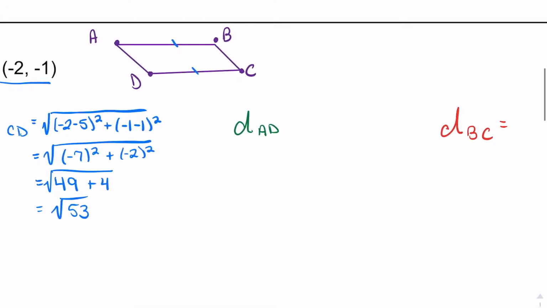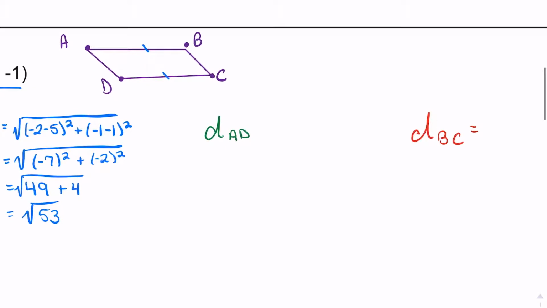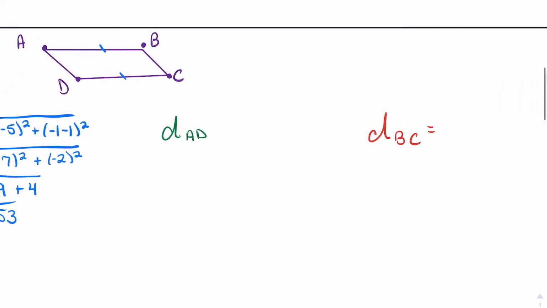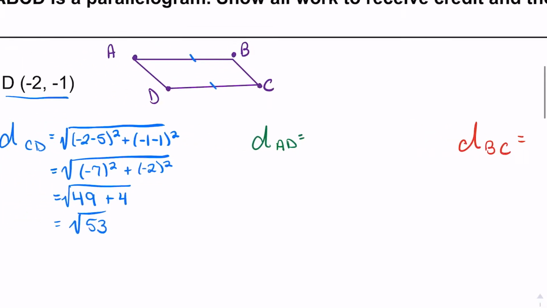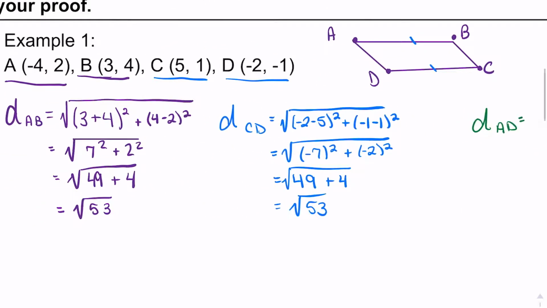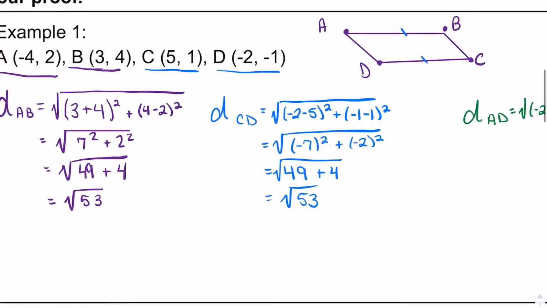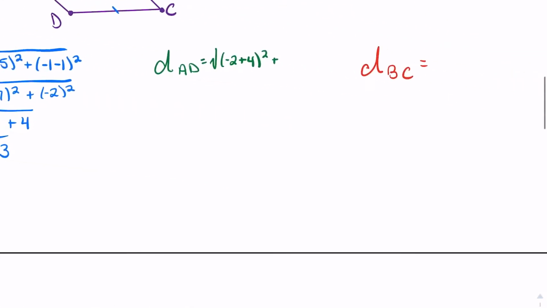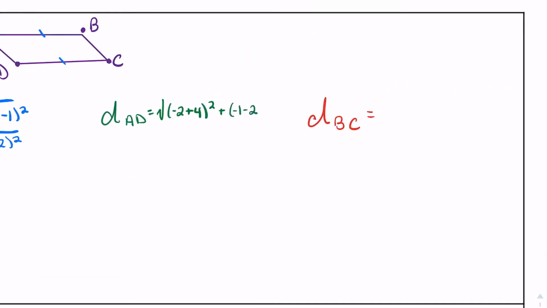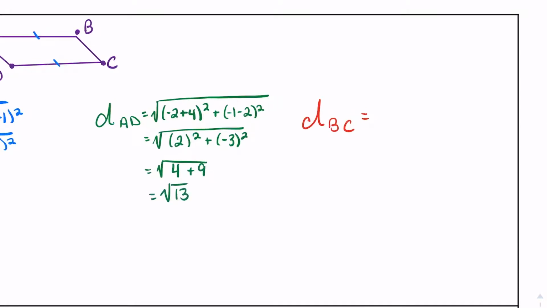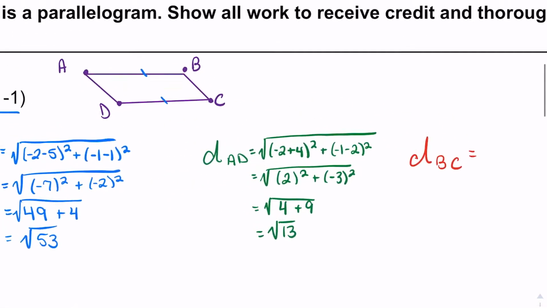Now we're going to look at the left and right. So the left side of our parallelogram will be line segment AD. So x2 minus x1 will be negative 2 minus negative 4. y2 minus y1 will be negative 1 minus 2. Simplifying, we get that the left side is the square root of 13.